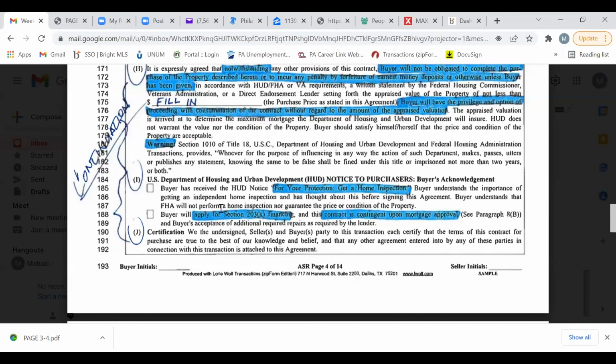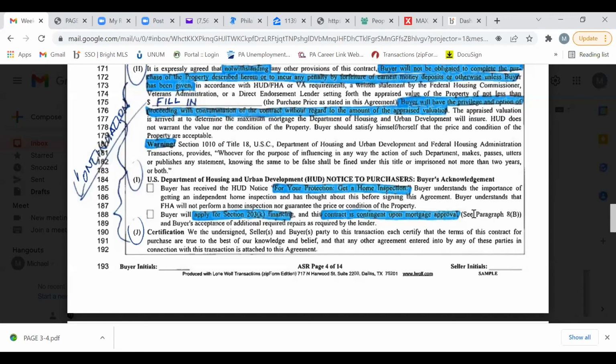The last checkbox is about 203K financing. Buyer will apply for Section 203K financing. This contract is contingent upon mortgage approval. I've never done a 203K before. I know some people in the office have, but again, it has to be approved as well. This box will make it contingent on that approval.